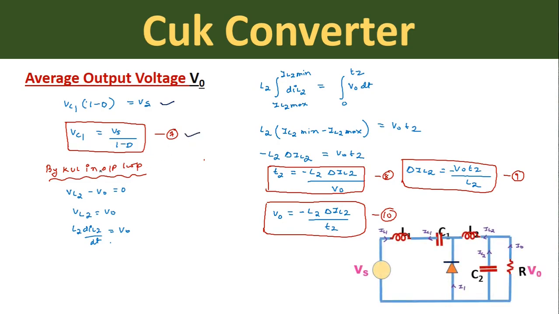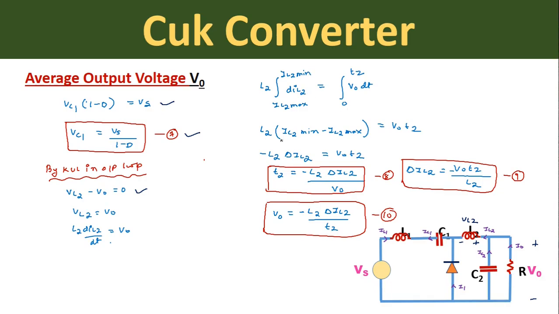Again, we will apply KVL in the output loop. This is the output loop. What we will get? VL2 minus V0 is equal to 0. Because this L2 inductor is imparting its energy to the load. So from here we will get VL2 is equal to V0. Again L2 into dIL2 divided by dt is equal to V0 we will get. Again we will write this equation like this. We are putting the limits again from IL2 maximum to IL2 minimum because our inductor L2 is again releasing its energy to the load. So the current will decrease from maximum value to minimum value.